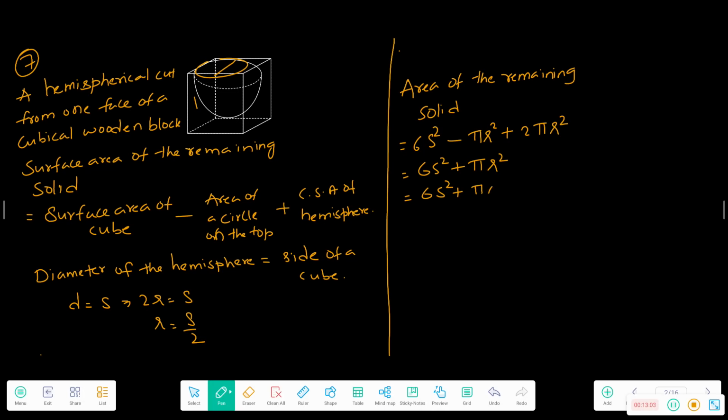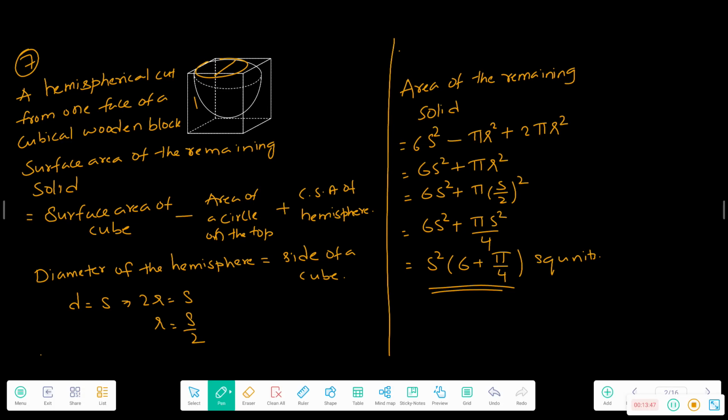So 6 s square plus pi into s by 2 whole square. This changes to 6 s square plus pi into s square by 4. In this s square is common, so it will be 6 plus pi by 4 square units. So what we have got finally, the area of the remaining solid, that is the wooden part, is given as s square times 6 plus pi by 4 square units.